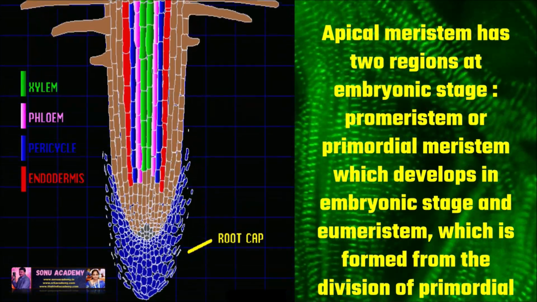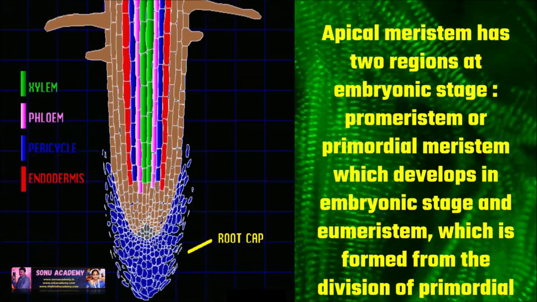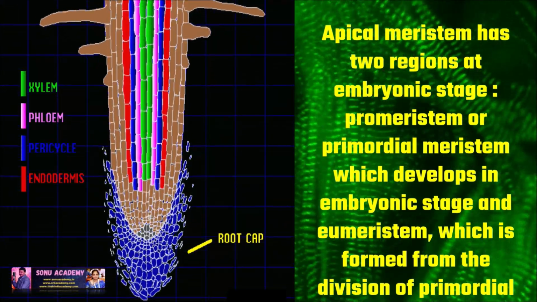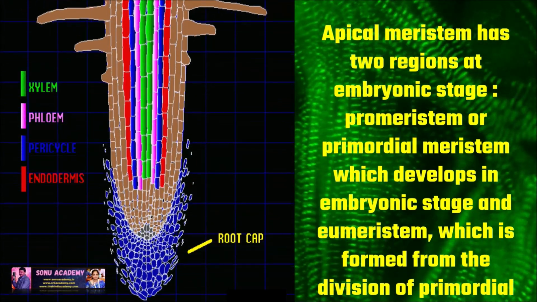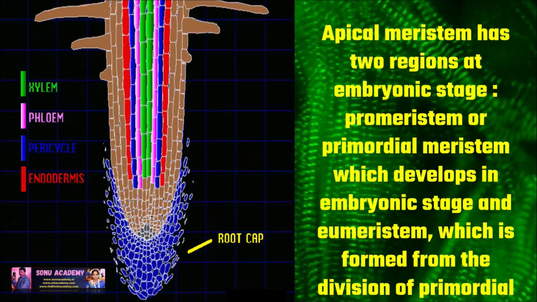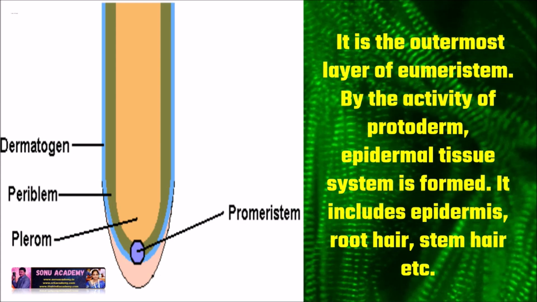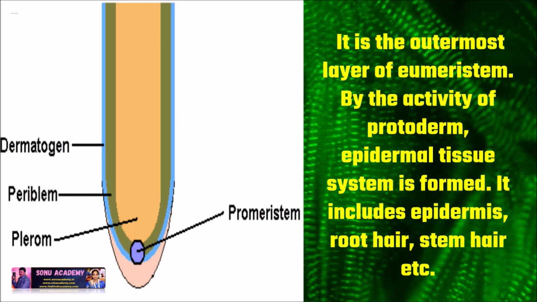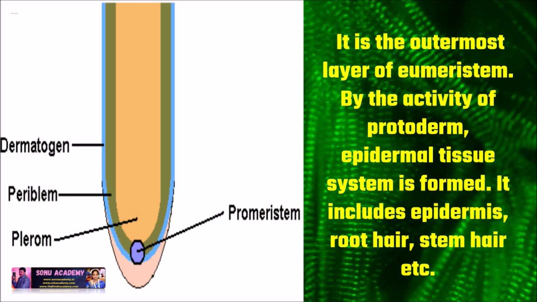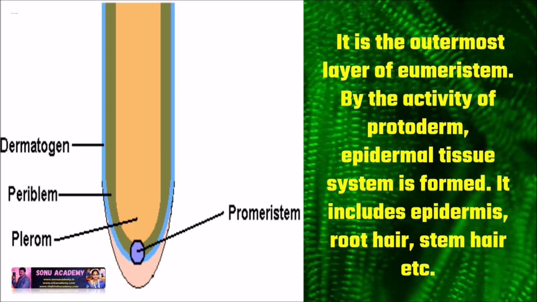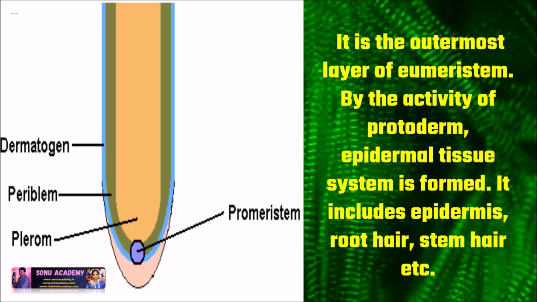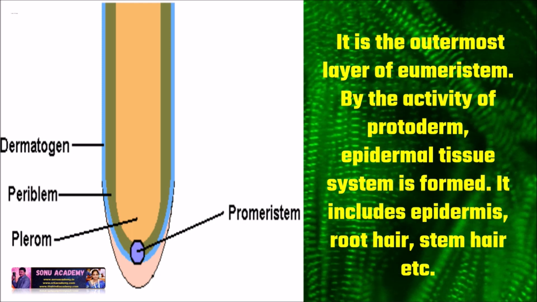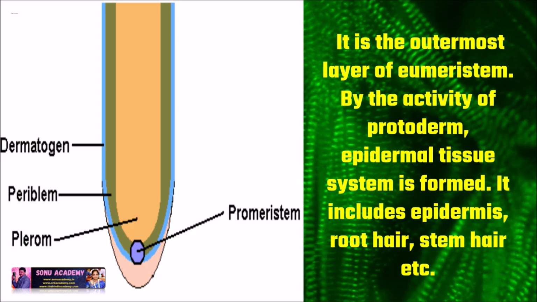Apical meristem has regions: in the embryonic stage, promeristem and primordial meristem, and eumeristem, which is formed from the division of primordial meristem. According to Haberlandt, eumeristem is divided into three regions. First is protoderm or dermatogen, the outermost layer of eumeristem. By the activity of protoderm, the epidermal tissue system is formed. It includes epidermis, root hair, stem hair, etc.